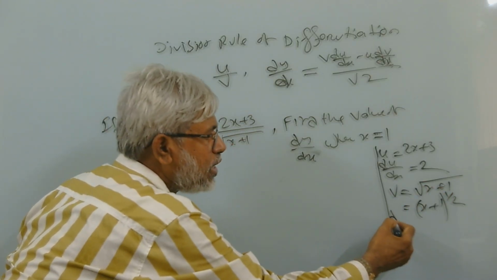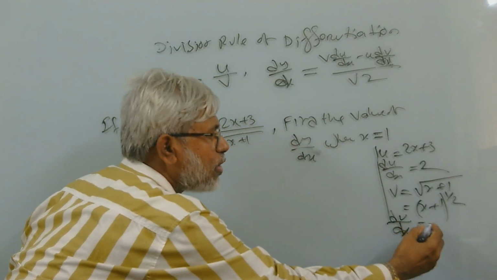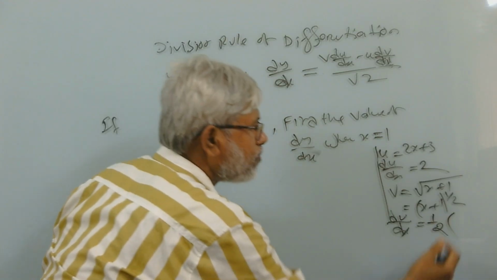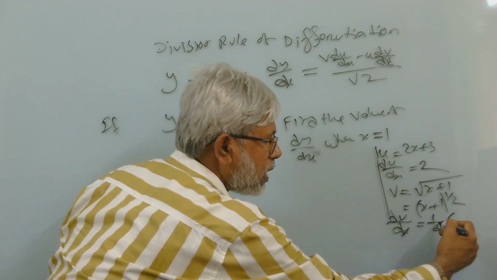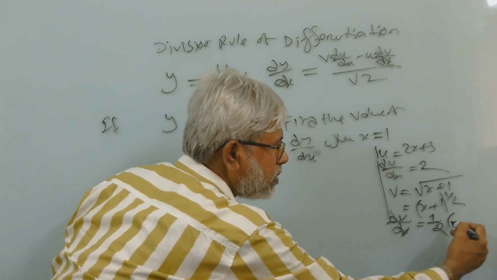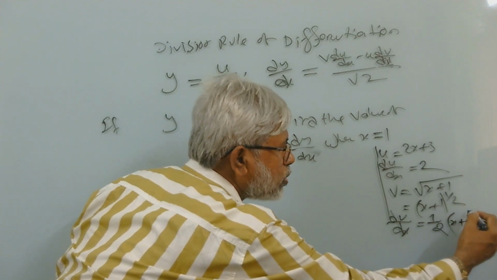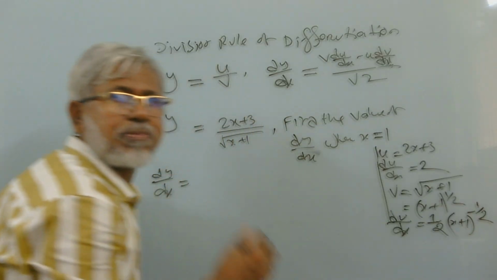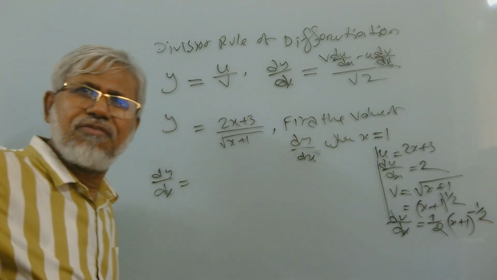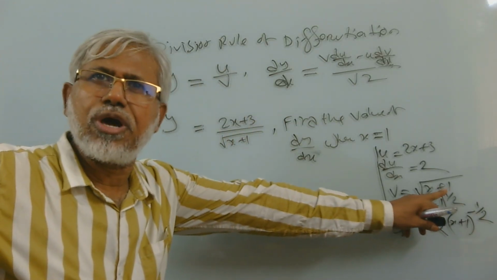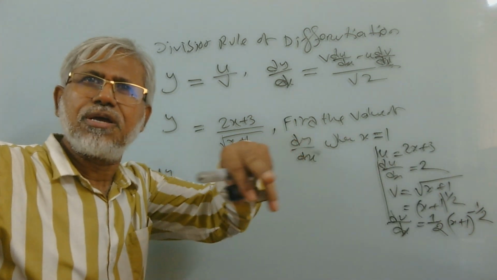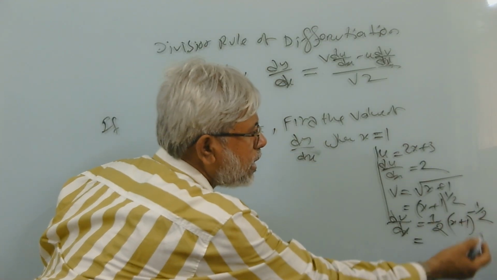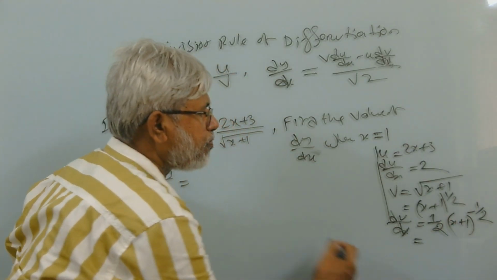So dv by dx equals this power n will come to the front side of this one, x plus 1 to the power half minus 1, how much? Minus half, right? Because power minus 1, remember? Minus half. We don't do anything more with the internal part, so we leave it.